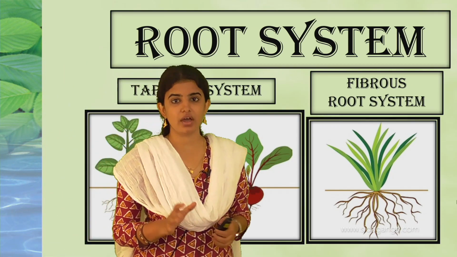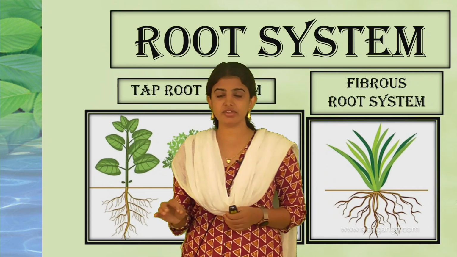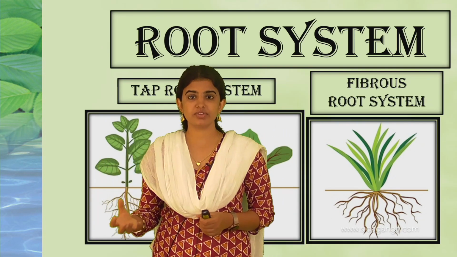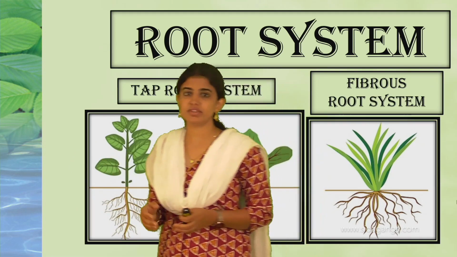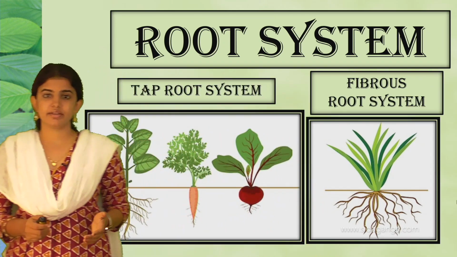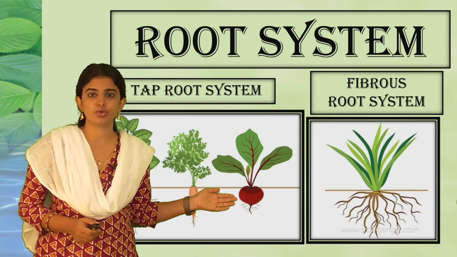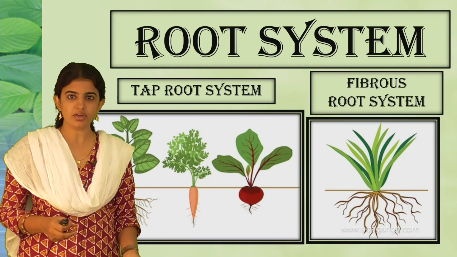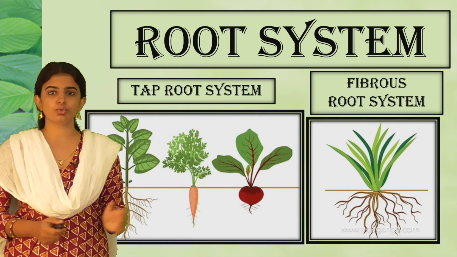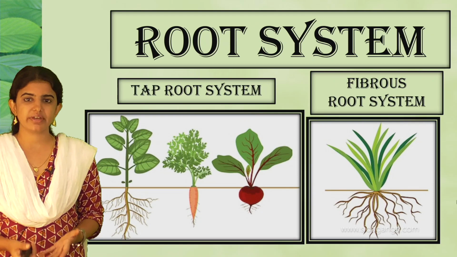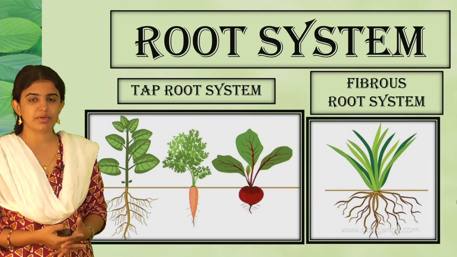See, fibrous roots are those roots which are thin in structure, and usually these roots arise at the base of the stem. These roots are firmly fixed to the ground, and this is how the roots are divided into two main parts: one is the taproot and another one is the fibrous root.